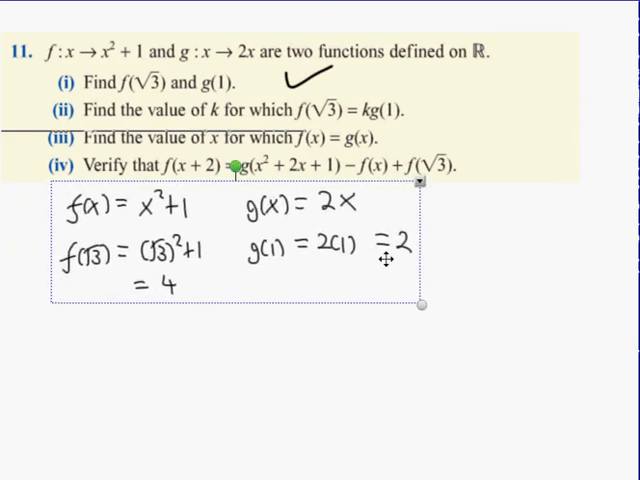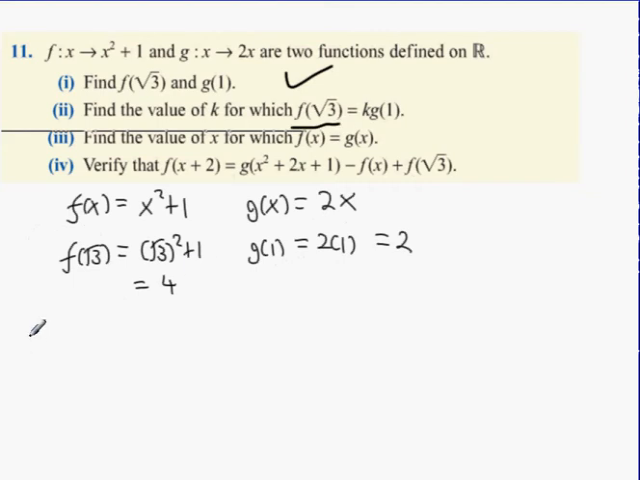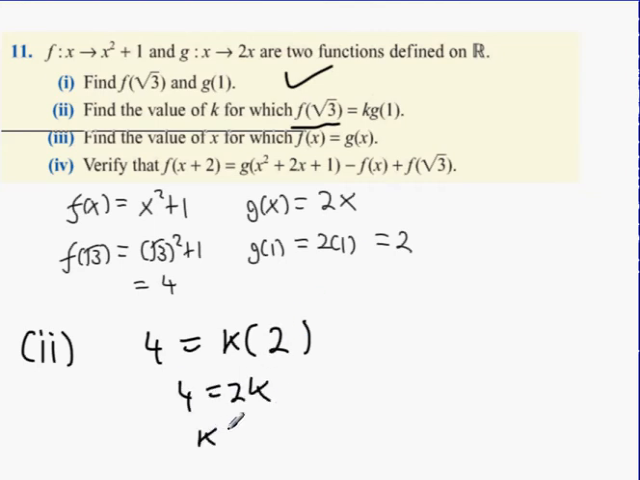Now, second one, medium difficulty question, not too bad. F of root 3 equals k times g of 1. So 4 equals k times 2, 4 equals 2k. What's k going to be equal to? K equals 2. Is that right, lads? Yeah. Okay. Now, how many people got k equals 2 last night for that part there? Okay, so the majority of the class got that part there.